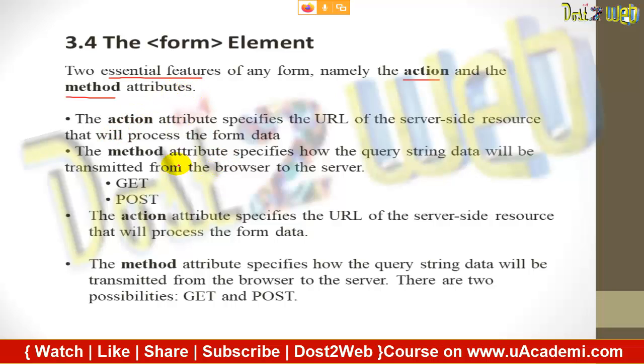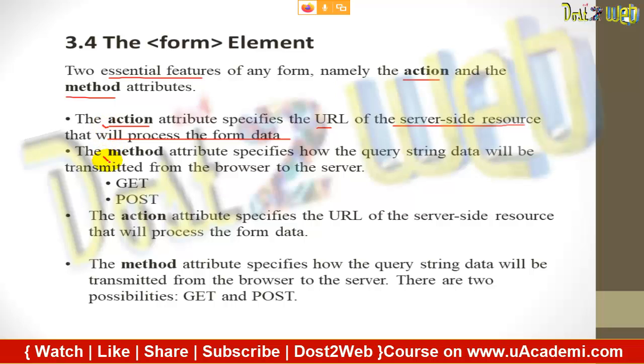In the form element, you are using attributes. The first one is the action. What is the action? The action attribute specifies the URL of the server side resource that will process the form data. That means what action you want to perform on the server side. When you have the server side resource, what process will happen with the particular form data is used by the action attribute.